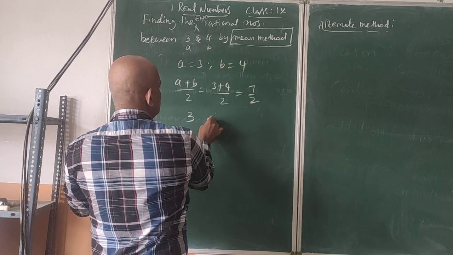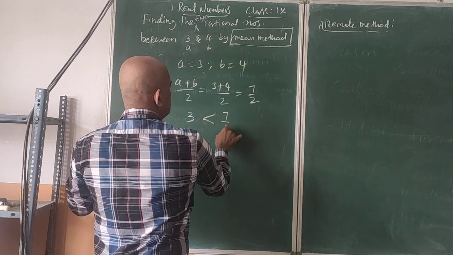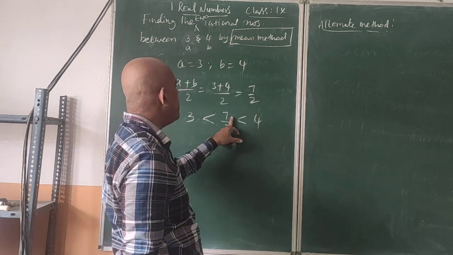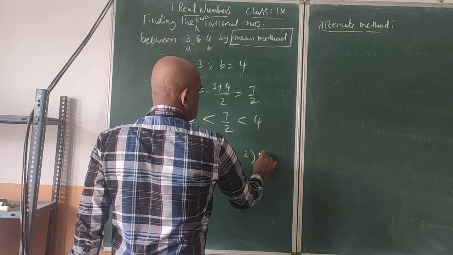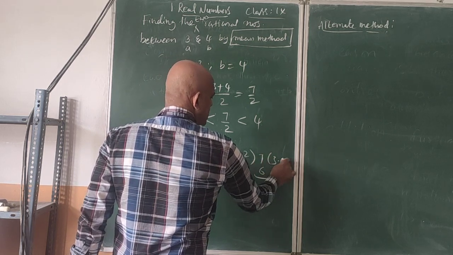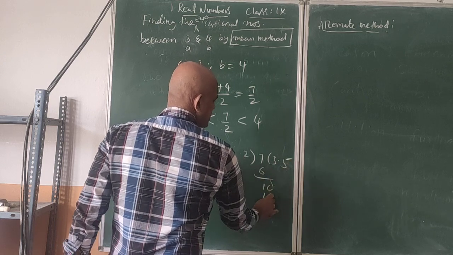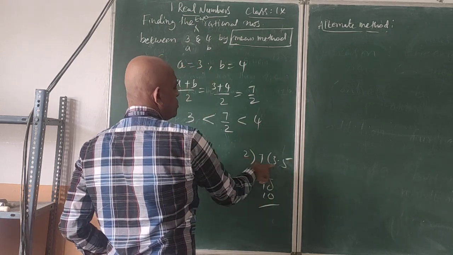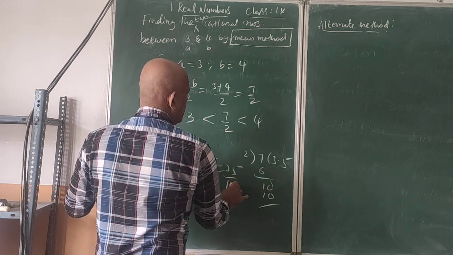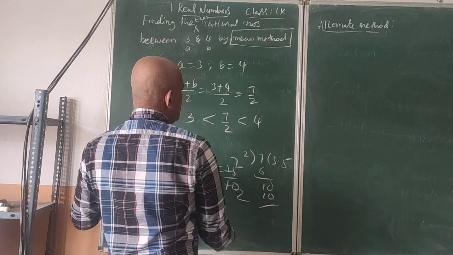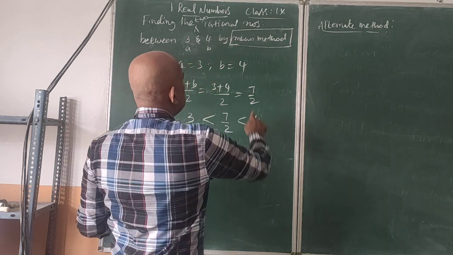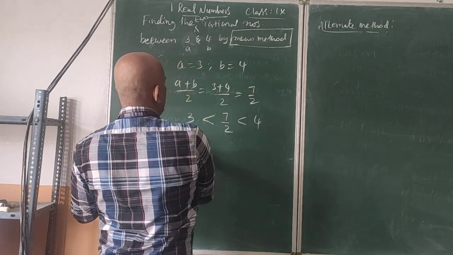Between 3 and 4 there is a number: 3 is less than 7 by 2, which is less than 4. If we divide 7 by 2, we get 3.5. Between 3 and 4, 3.5 is a rational number. This 3.5 can be written as 35 by 10, or 7 by 2. So this is a rational number found by the mean method, (A plus B) by 2.